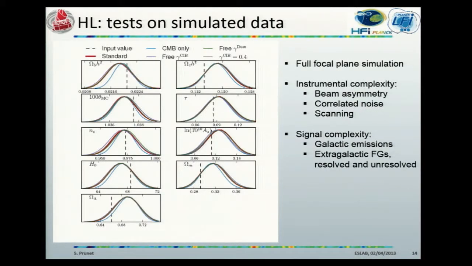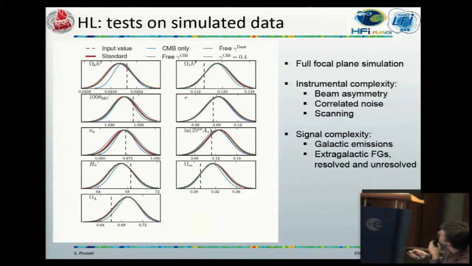A few things on simulated data. So here we use the full focal plane simulation that will be described in detail by Julien Borrill later. It's the best attempt of including the instrumental complexity and the complexity of the signal in the sky. So here we have, of course, input values for the parameters shown in dashed lines. In red, the standard results we get for this simulated set of maps, sorry, for a standard likelihood.